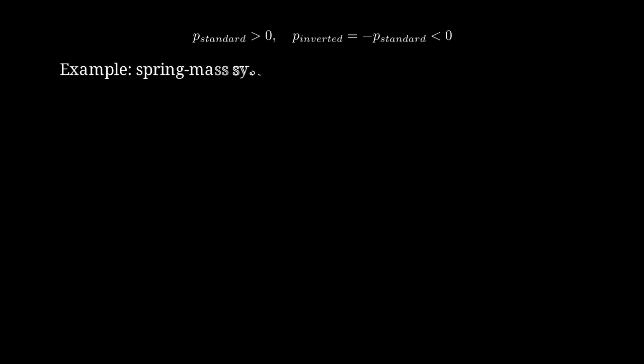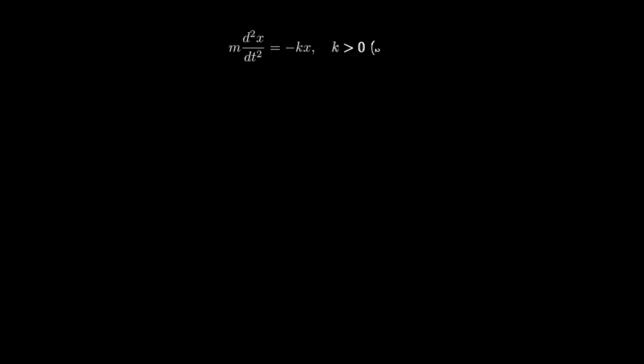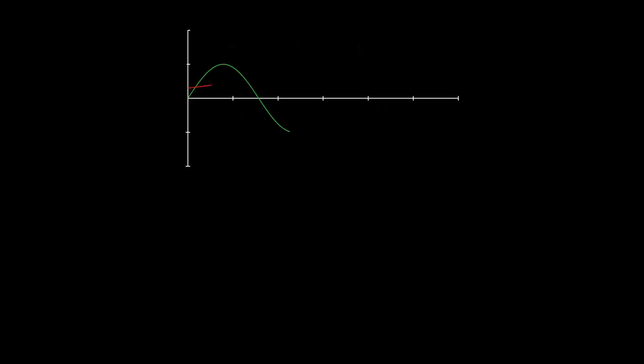As a concrete example, consider a spring mass system where p represents the spring stiffness. The equation is m times acceleration equals negative k times displacement, where k positive gives stable oscillation. But if we invert the sign to plus kx, the system becomes unstable and exhibits exponential growth instead of oscillation. The normal spring in green oscillates stably. The inverted spring in red grows exponentially, representing completely opposite behavior.